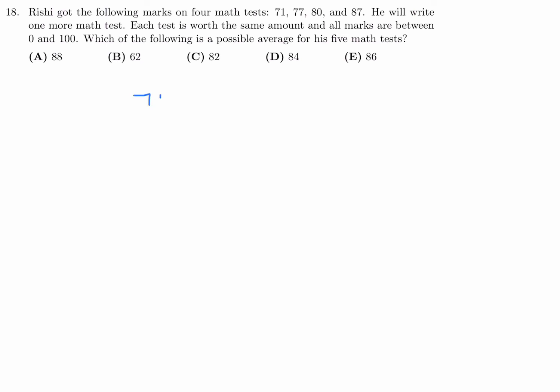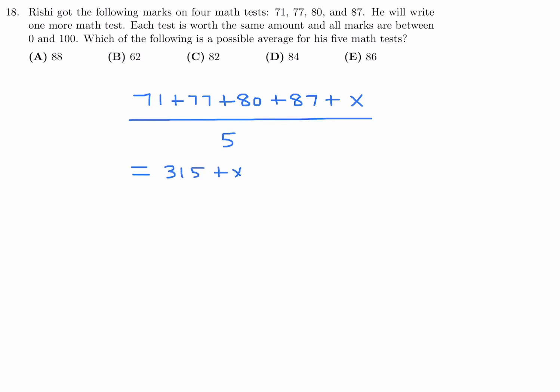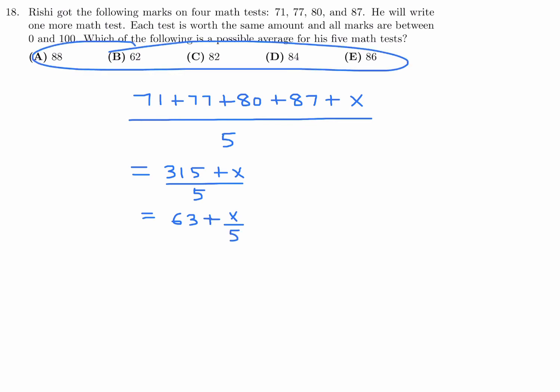Well, we have 71 plus 77 plus 80 plus 87, and then let's just say the 5th one he got X as a score. And we have to divide by 5 to get the average. If we do this, we get (315 plus X) all over 5, which is equal to 63 plus X over 5. And this has to equal one of these. All right, let's take it one step at a time and see.